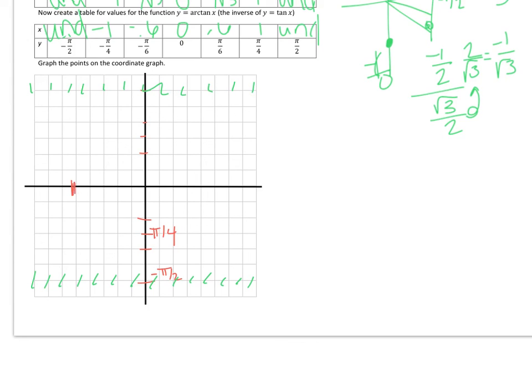Here's negative 1, positive 1. And then at negative 1, negative 1 would be negative pi over 4. Negative 0.6 would be negative pi over 6. 0, 0. 0.6 would be pi over 6. 1 would be pi over 4. And then that leads me to the asymptote. So if I squeeze it in here, this is what my squiggle now looks like.